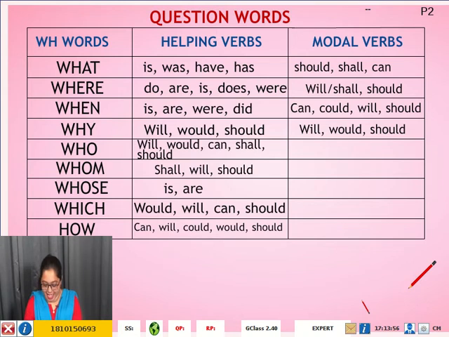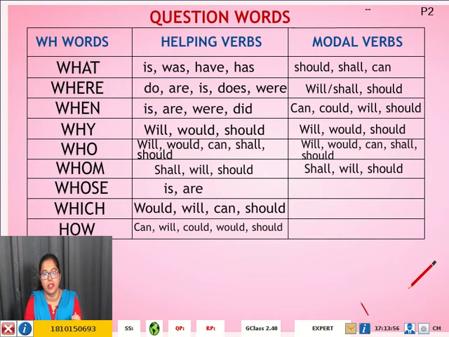Okay, great. Now have a look at the next WH word and the modal verbs. The next one is who. So with the WH word who, what are we using? We are using the modal verbs like will, would, can, shall, and should. I hope this much is clear to you all. Okay, very good.